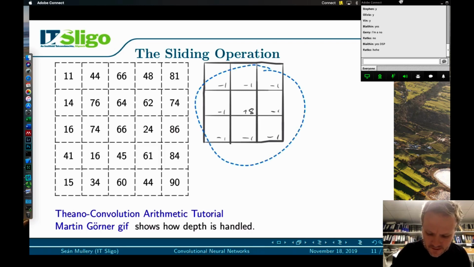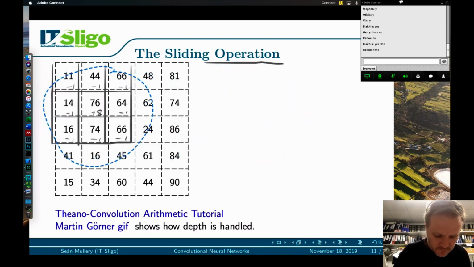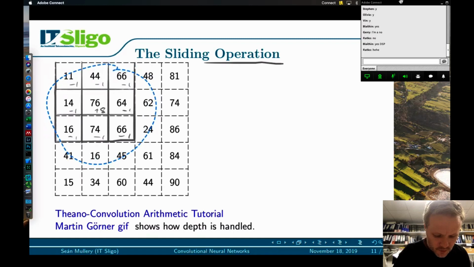Now what happens is that we place it on top of the image like so. Okay, and in this case we would multiply the 11 by -1. We'll multiply the 11 by -1, and we can write that down.